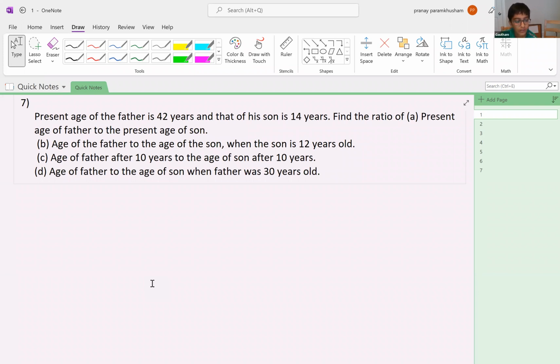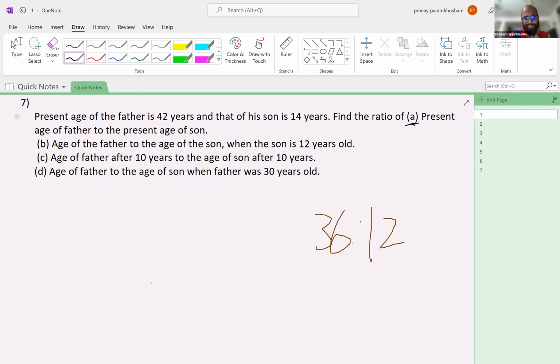Wait, I know this. Hold on. But first you do A. Wait, so the first is 36 to 12. When the son is 12, the father is 36. Actually, the father is 40 years. Yeah. Why would your father be 6 years younger when you are just 12?